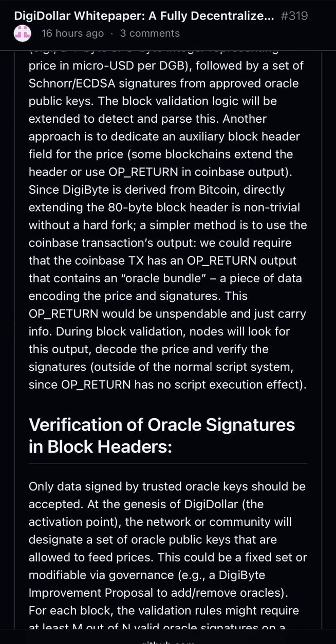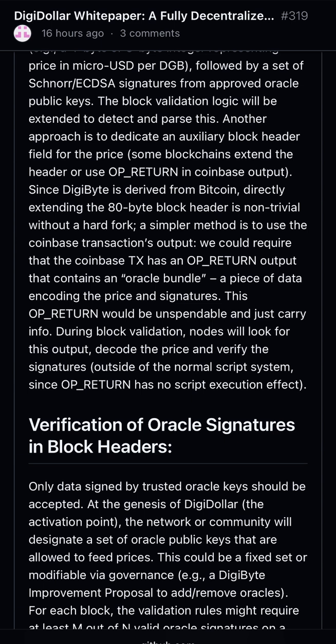Another approach is to dedicate an auxiliary block header field for the price. Some blockchains extend the header or use OP_RETURN in Coinbase output. Since DigiByte is derived from Bitcoin, directly extending the 80-byte block header is non-trivial without a hard fork. A simpler method is to use the Coinbase transaction's output.